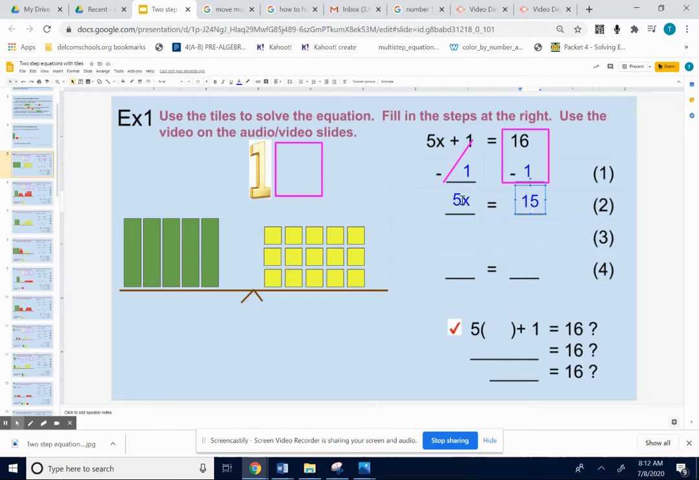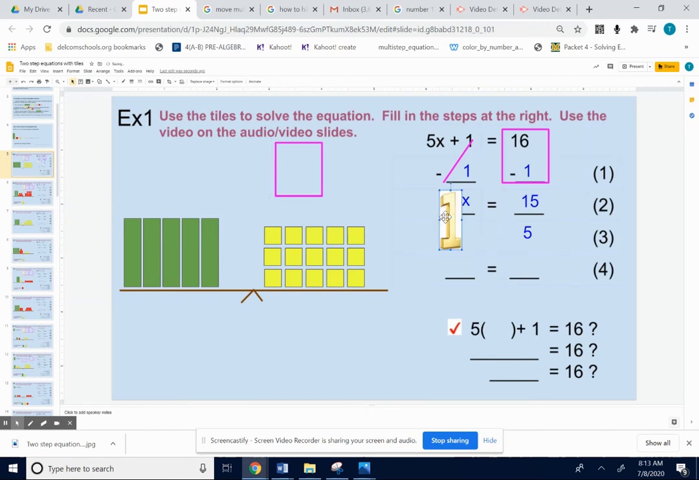Okay, now to solve 5 times x equals 15, we want to get rid of the multiplied number. Okay, to get rid of a multiplied number, we're going to divide both sides by 5. Okay, now look at this. 5 divided by 5 is really 1. Okay, so the left side, even without the picture, is 1x. Well, 1x is just x.